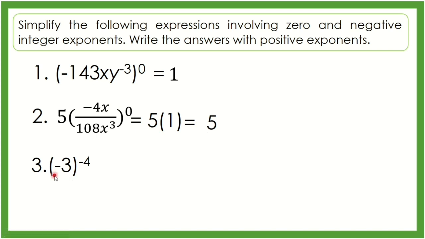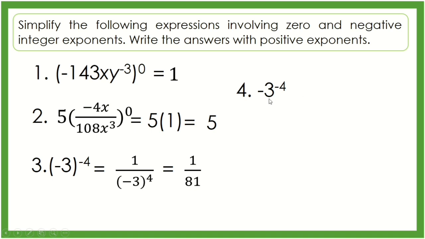Number 3, quantity of negative 3 raised to negative 4. So, apply natin dito yung negative exponent. Kunin natin yung reciprocal ng negative 3, that is 1 over negative 3. Then, yung exponent na negative 4, ang kanyang positive opposite ay positive 4. Then, simplify. So, negative 3 raised to 4 is equal to 81. Negative 3 times negative 3 is positive 9. 9 times negative 3 is negative 27. Then, negative 27 times negative 3 is positive 81.